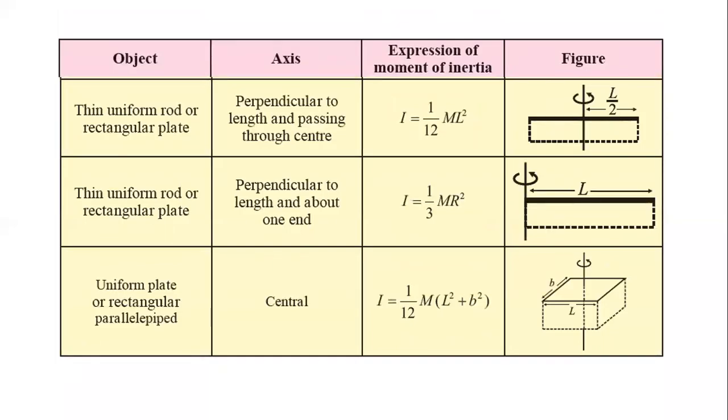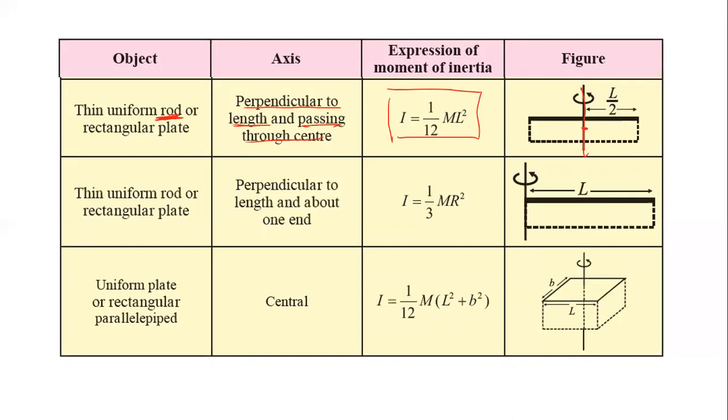After that, rod, thin uniform rod, or you can say rectangular plate, and the axis is perpendicular to length and passing through center. And this is the axis which is perpendicular to the length and passing through center. Then moment of inertia is ml square by 12 or 1 by 12 ml square.